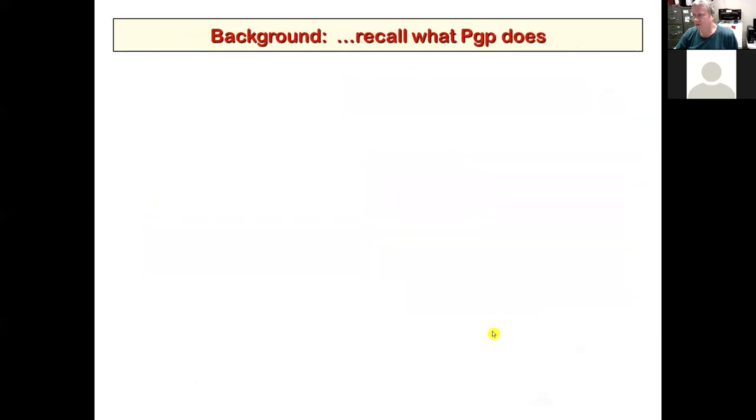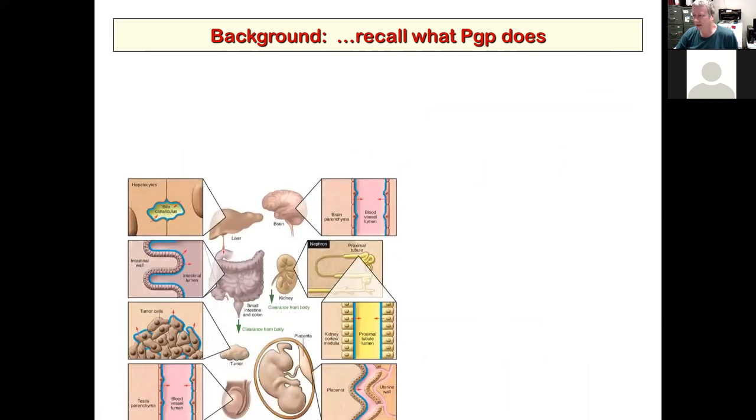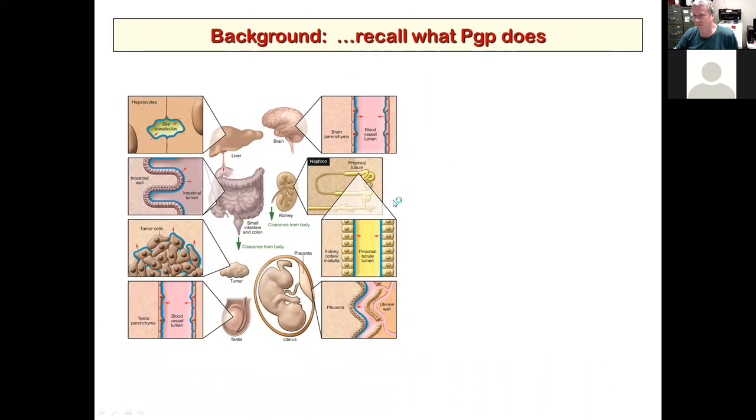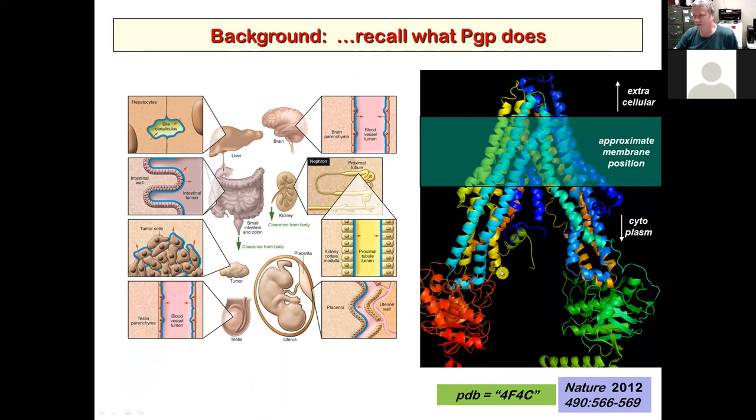Okay. So what does PGP do again? Remember PGP? We talked about it earlier in the course. It was this efflux pump that's expressed in different tissues of your body. This is what it looked like chemically. It's PDB 4F4C, Nature 2012. Basically, certain drugs get kicked out of cells, or types of tissue. And in this case, tumor cells. So the drugs get kicked out of tumor cells. And that really is annoying if you're trying to kill the tumor, right? Okay, so that's the PGP dose.